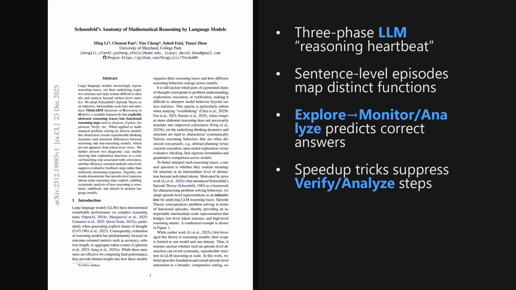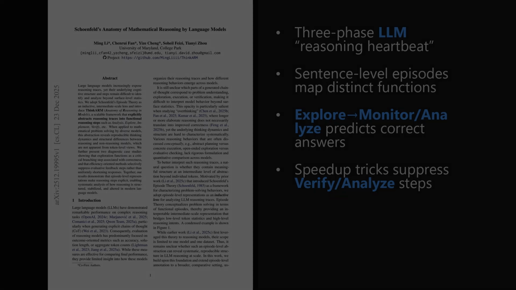I'm Alex. Today we're looking at a paper from the Hugging Face trending list, published on December 23, 2025, about 3 days ago. This paper introduces ThinkARM, a scalable way to break a model's reasoning trace into functional episodes like read, analyze, explore, implement, and verify, which exposes a surprisingly consistent three-phase reasoning pattern and shows that exploration acts like a key branching point tied to correctness. The paper is titled Schoenfeld's Anatomy of Mathematical Reasoning by Language Models, and as we will see later, the implications for diagnosing and shaping model reasoning are quite significant.